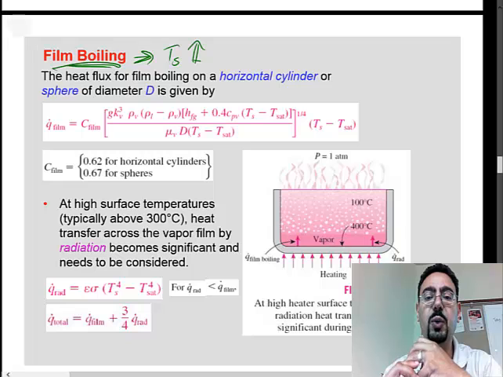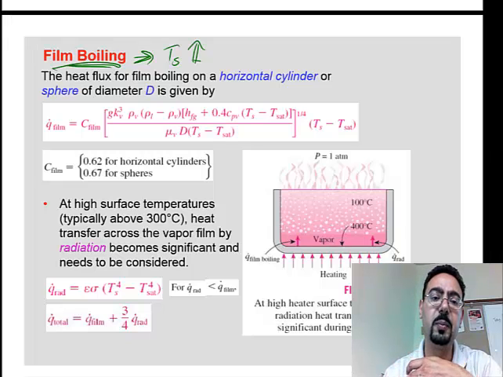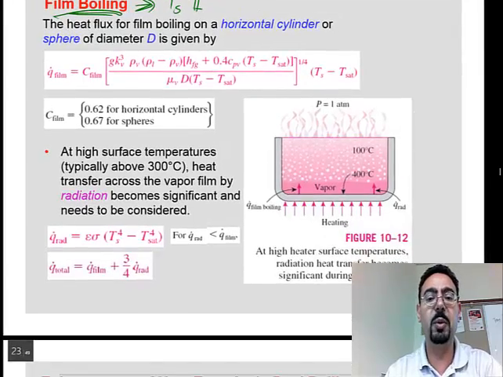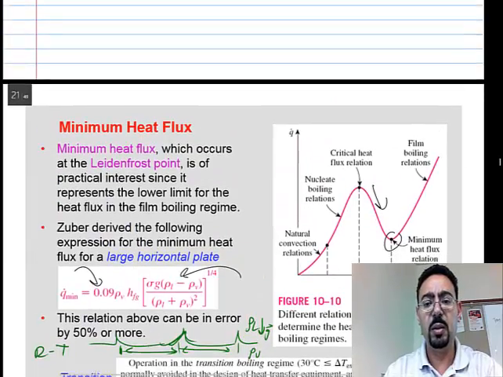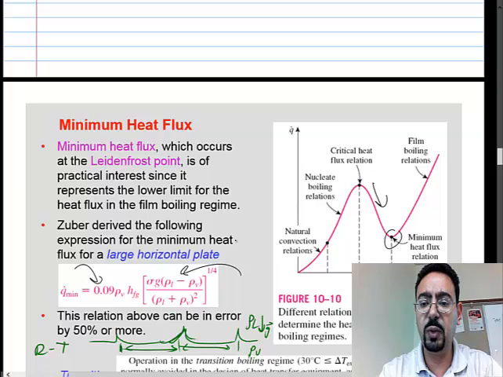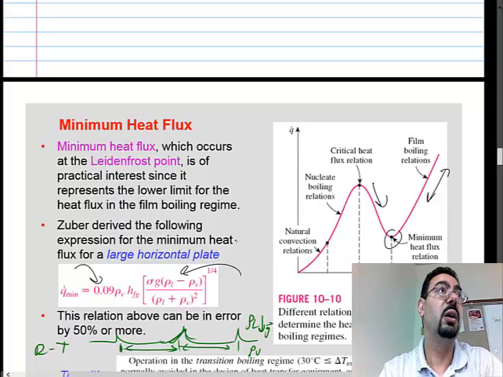And this is Q for film boiling. Right? Again, we are not going to solve a problem over this. So don't worry about actually solving a problem over it. But just know that once the film boiling starts, that's the lowest point in the heat transfer. As the TS increases, this Q starts to increase.